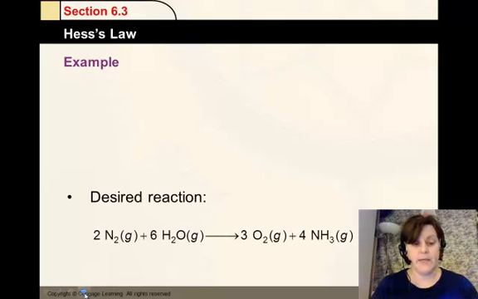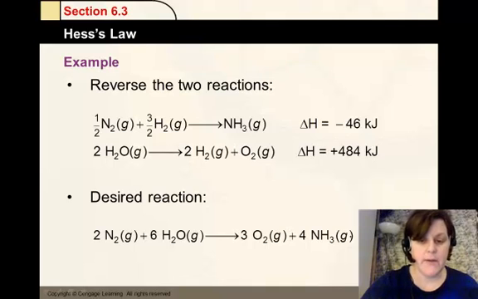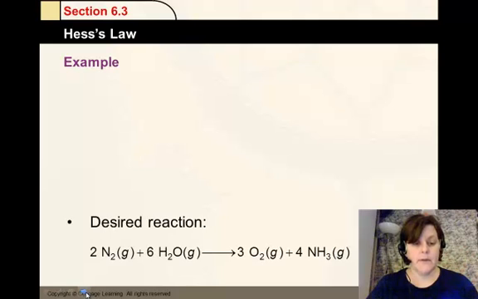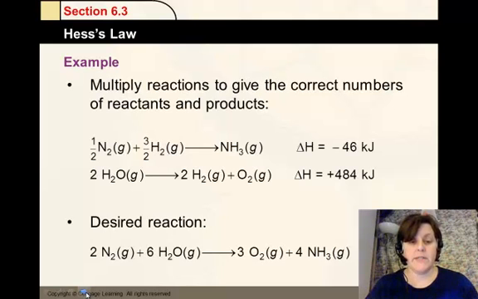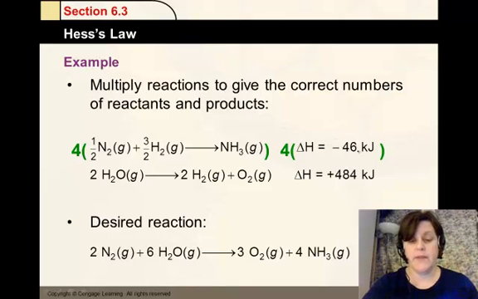So, back to that example again. There's the desired reaction. If we reverse the 2 reactions, this is what we have. Notice NH3 is now on the correct side, and H2O is now on the correct side. Multiply the reactions to give the correct numbers of reactants and products. In the first case, we would like 4 NH3, and you can see we have to multiply through everything by 4, which means we have to multiply the delta H by 4.